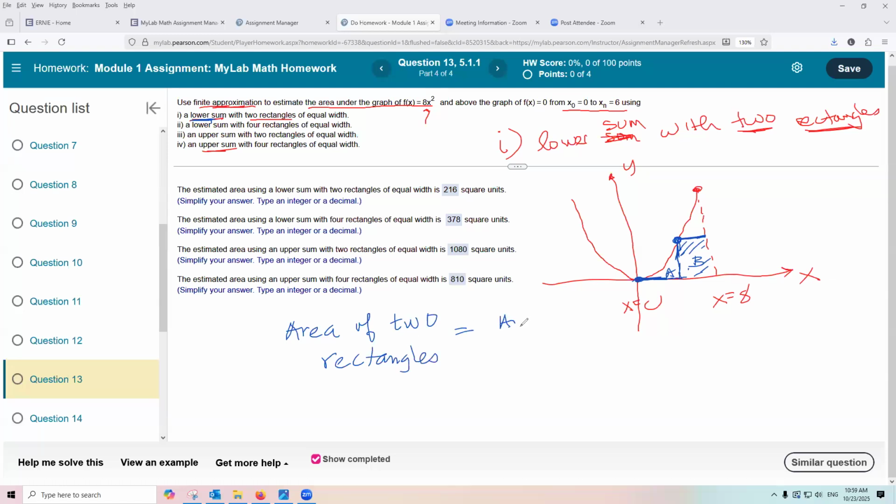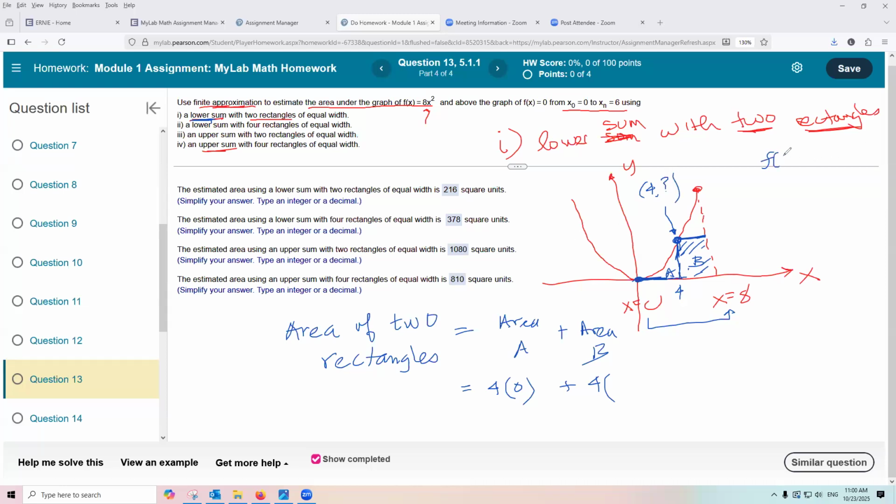So I'm going to add the area for rectangle A plus the area of rectangle B. Well, and what about the width of these rectangles? Well, if this whole interval is 8, and I'm dividing the interval up into two pieces, each rectangle is width 4. But area A is going to be 4 times 0 because the height is 0. What about area B? The width is 4, but we need to know the height. Well, the height is dictated by this xy point here. But I know the x is 4. I need to figure out the y value.